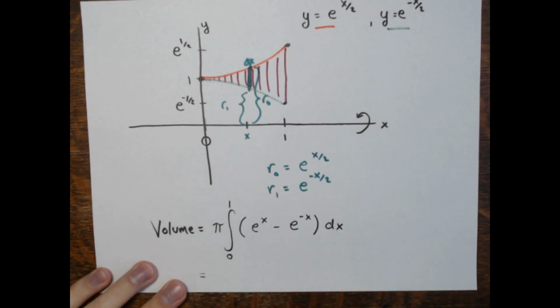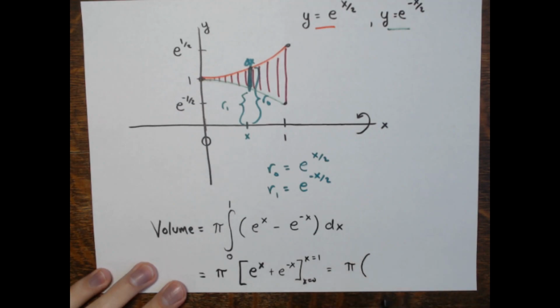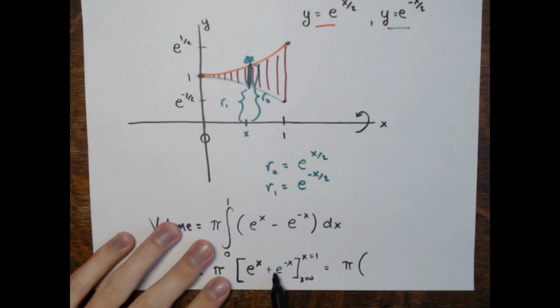This won't be a rational number, so I can't do this. They want exact answers here, so I'm not going to do this one in Desmos, I'll actually do it by hand. Pi times the integral of e to the x would be e to the x, and then for e to the negative x, the antiderivative would be negative e to the negative x, so this would be plus e to the negative x. And then we're going from x equals 0 to x equals 1. So this is pi times, when you plug in 1, you got e plus e to the negative 1, minus, and then when you plug in 0, 1 plus 1, you got 2.